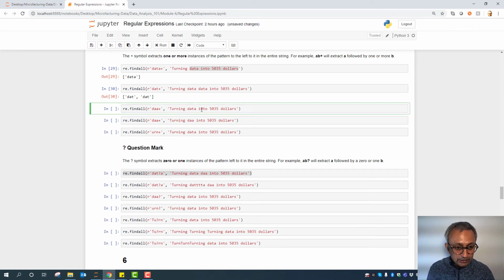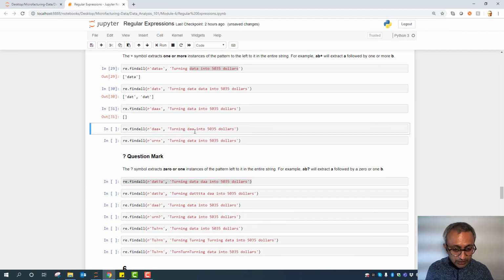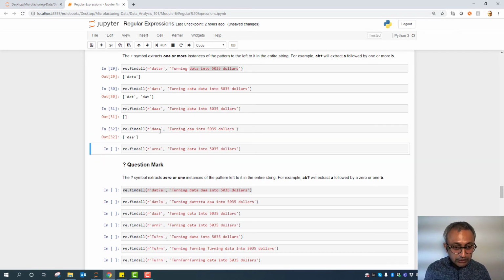DAA, what happens here? It's expecting one or more occurrences. There is D, A, and then there is zero occurrence of A. But it's looking for one or more. So it's not going to return anything. Here it's going to return, because it's able to find one occurrence of A here.